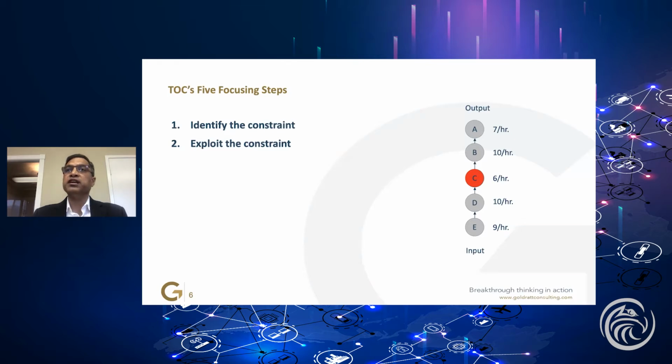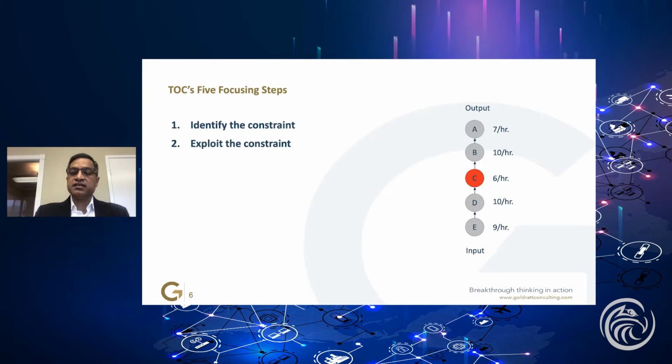So you may want to keep a little bit of buffer in front of the constraint C, so that even if there are disruptions upstream, machine C continues to produce. So exploitation is a very critical step of the five focusing steps, because it truly allows you to take all the noise out and see what we can do to improve the performance of the constraint.